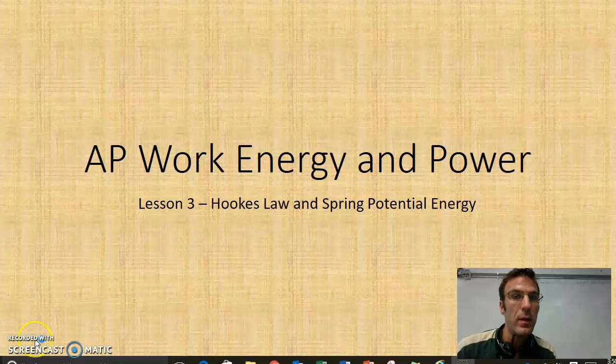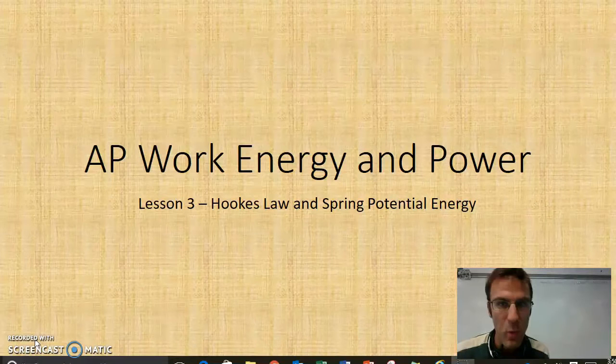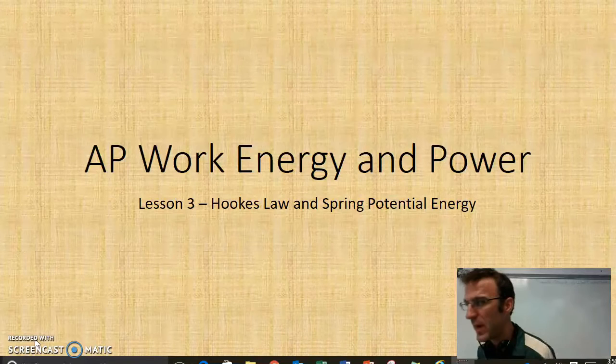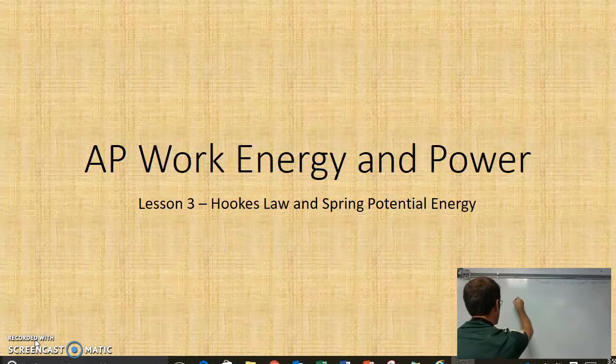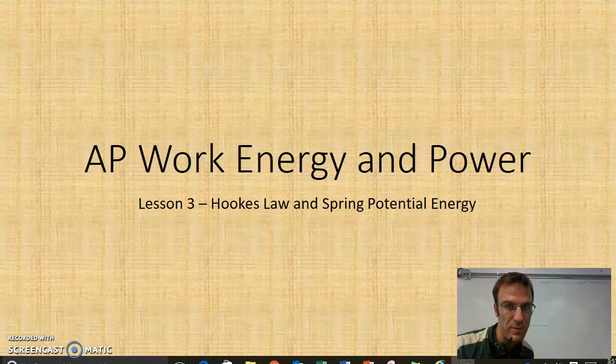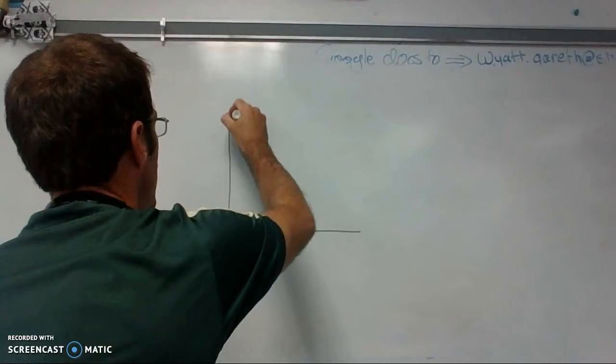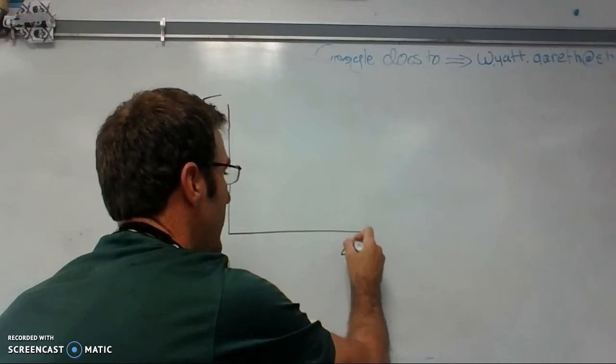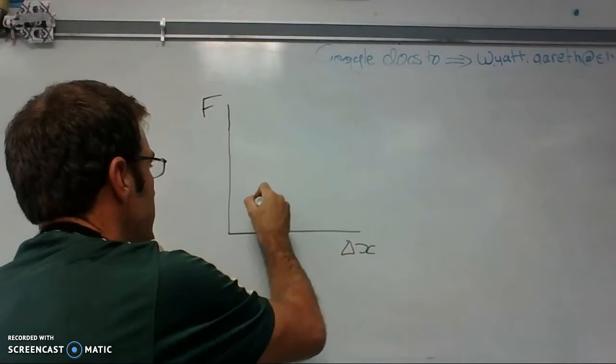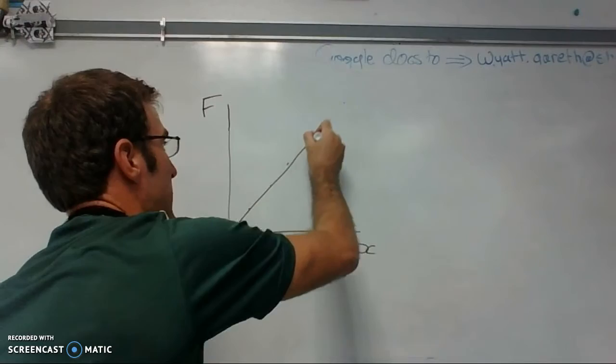Lesson three. You did a lab in class today with the springs, and what you were looking at is Hooke's law. I have no idea how far we got in class, but what you should have found is that with this spring, when you draw a force versus change in position graph, as the spring gets compressed and you plot the points, you get a straight line like that.